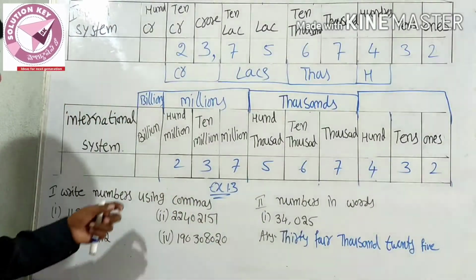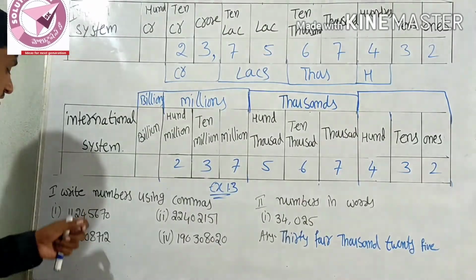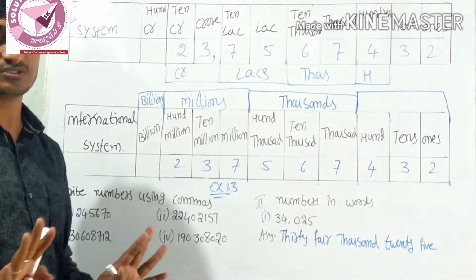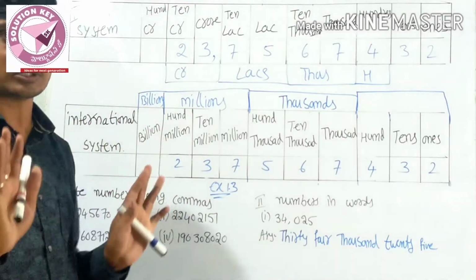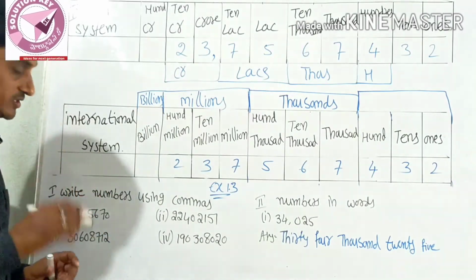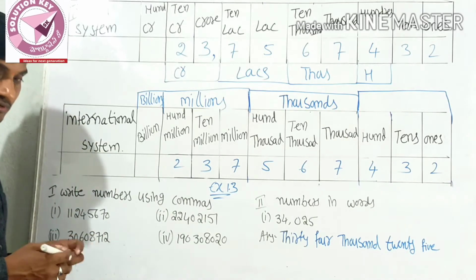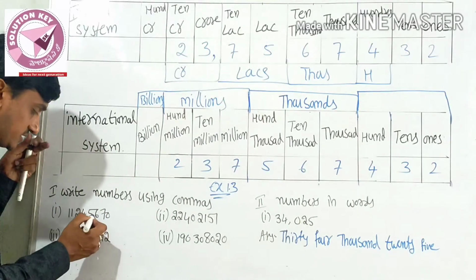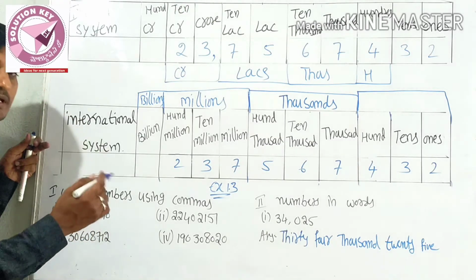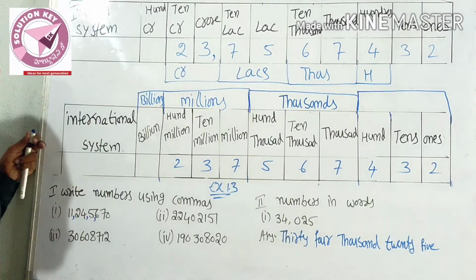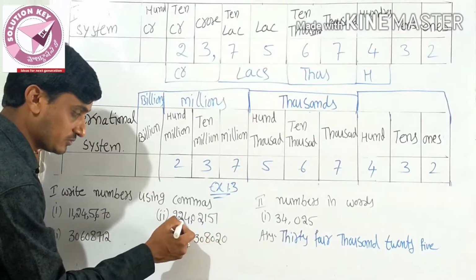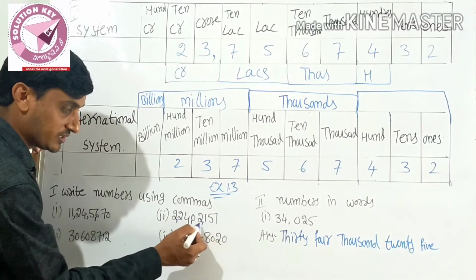In the first bit of our exercise, write the numbers using commas. Just keep putting the commas. First see, it is in the Indian system only. In the Indian system, first 3 digits, 1, 2, 3, then after that 2 digits each: 2, 2, 2. See, 1, 2, 3, 2 and 2. First 3, after that 2.